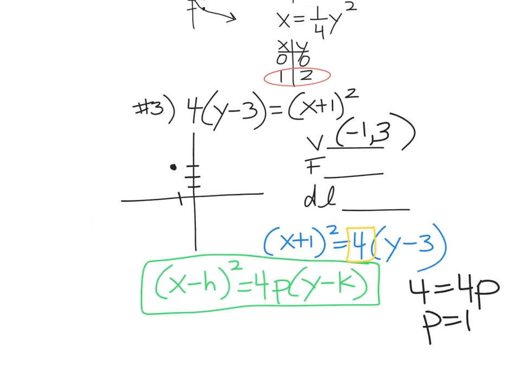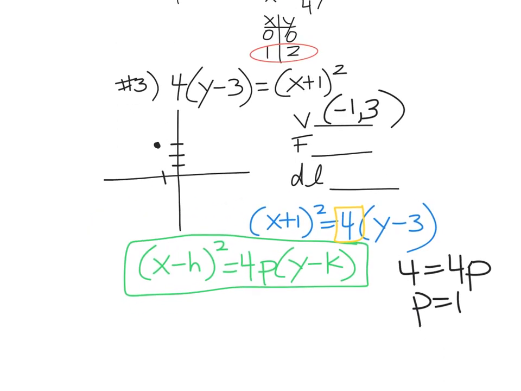All right, so then you have to say, well, which way do I go 1? You can go 1 up, to the right, to the left, down. So this would go up 1, perfect. Up 1. So there you go, there's your focus. Why do we know this? We know this because x is squared. So that means it's going to be up or down, and 4p is positive. So 2 things.